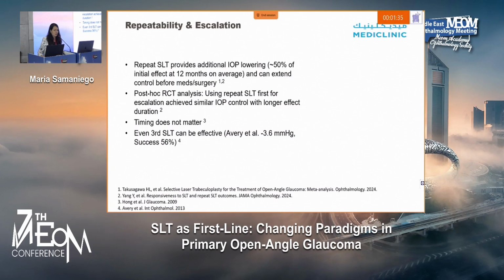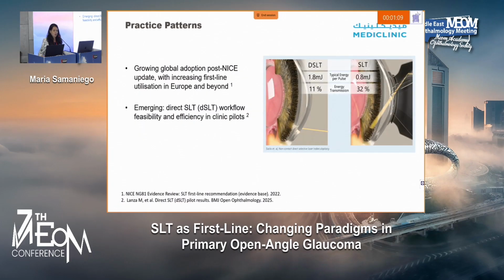And what about the repeatability? Well, we can repeat it, and the second time that we do an SLT, we can expect a 50% reduction in the efficacy. When we do it for the third time, it still can be effective, but the success rate will be a little lower. And the time doesn't matter. Several studies show that it doesn't matter if we repeat SLT after 6 months or after 3 years. It doesn't matter in terms of efficacy.